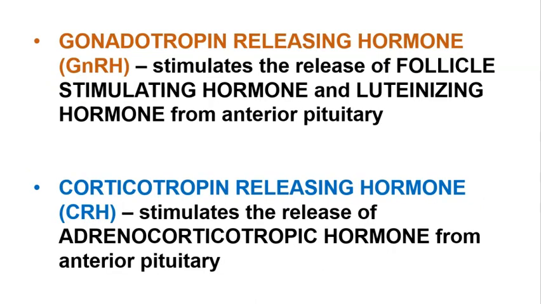The third hormone is called gonadotropin releasing hormone, abbreviated GnRH. This is a hormone that stimulates the release of two hormones, follicle-stimulating hormone as well as luteinizing hormone, from the anterior pituitary. And the last hormone that we will examine is corticotropin-releasing hormone, abbreviated CRH. This is a hormone that stimulates the release of a hormone called adrenocorticotropic hormone from the anterior pituitary.